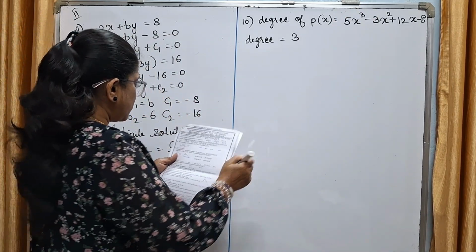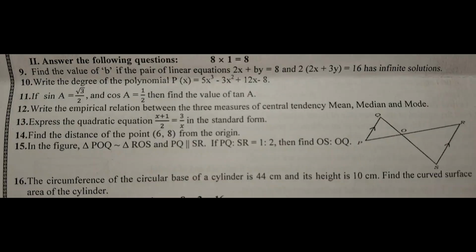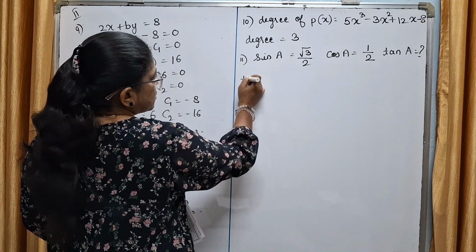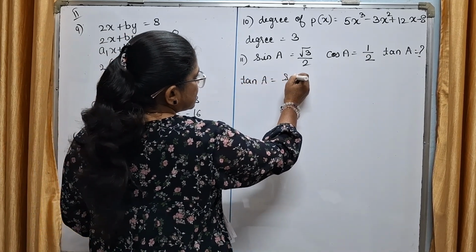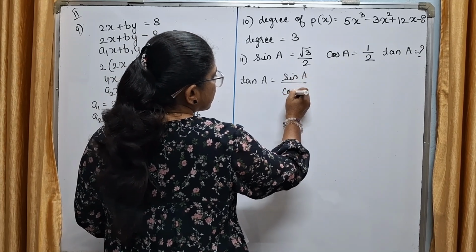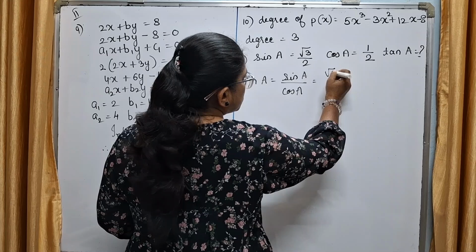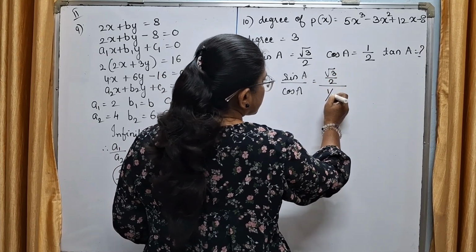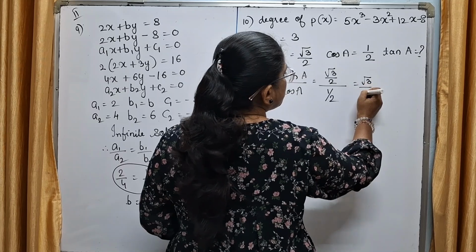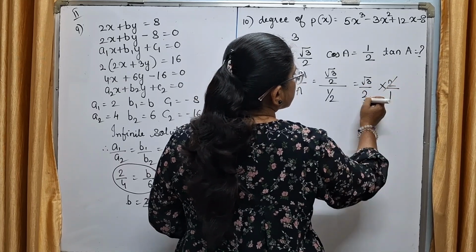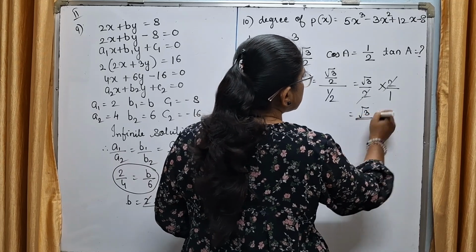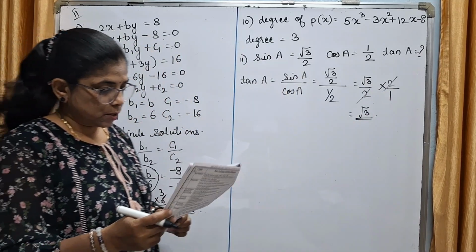Next question. If sine A is root 3 upon 2, cos A is 1 upon 2, then we have to find what is tan A. We know that tan A is sine A upon cos A. Root 3 upon 2 upon 1 upon 2 means root 3 upon 2 into 2 upon 1. Answer is root 3. So tan A is root 3.